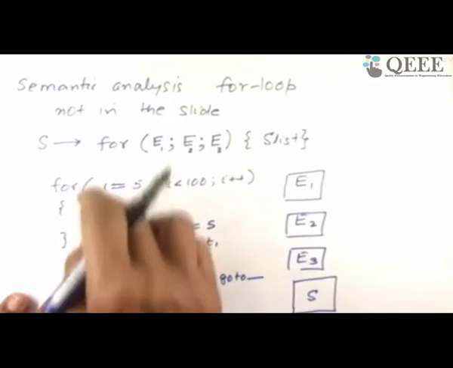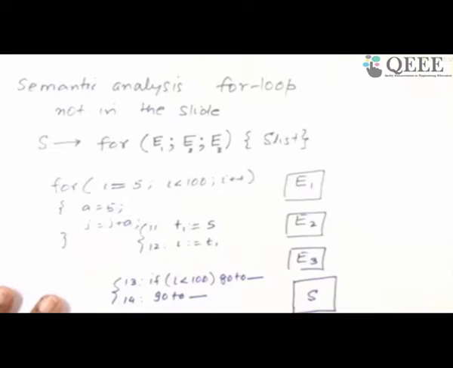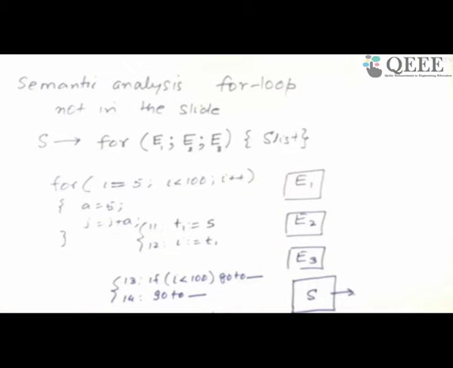Then I have to generate code for S list. You assume that the code for S list is here. Disconnected code is not too difficult to write: A assigned 5, J equals J plus A, similar to what I have.